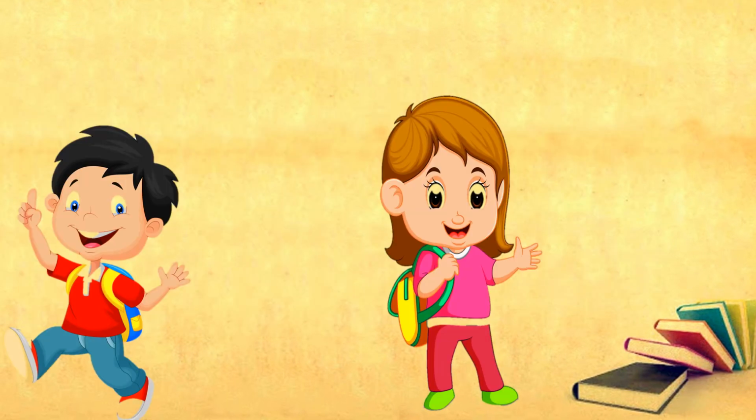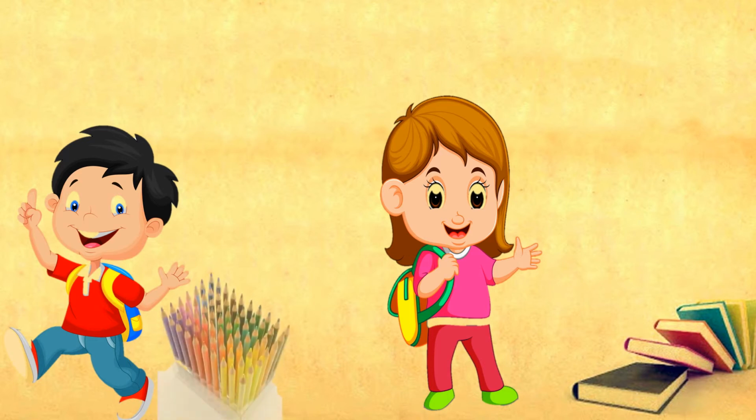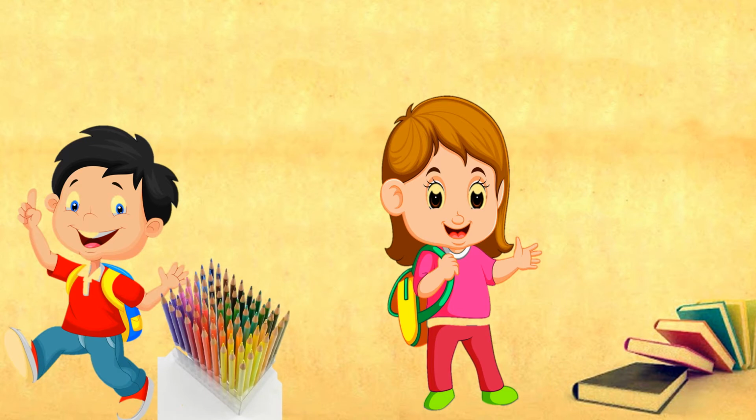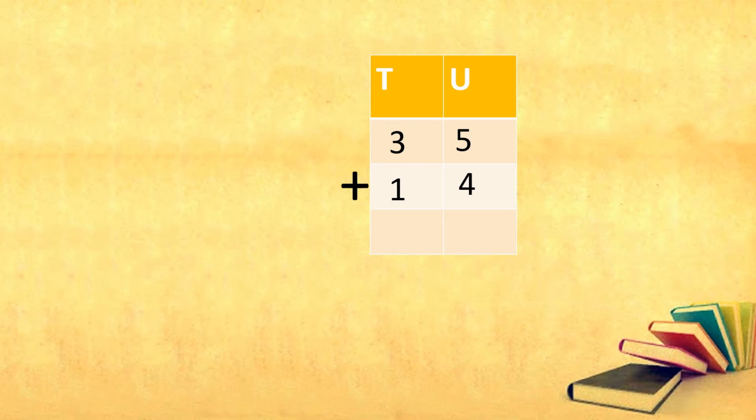Now, we will see some more examples. Monu has 45 pencils, while Minu has 14 pencils. How many total pencils do both have? In this sum, Monu has 35 pencils and Meena has 14 pencils. So we add all the pencils.